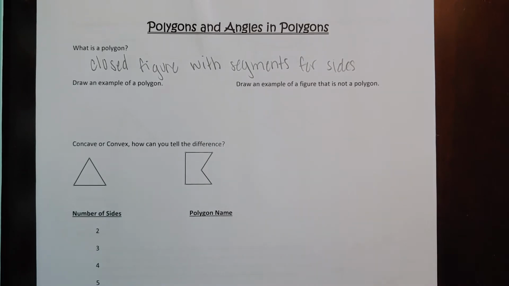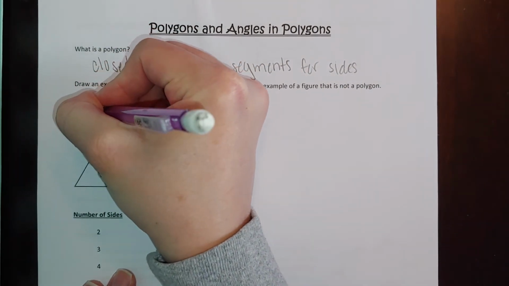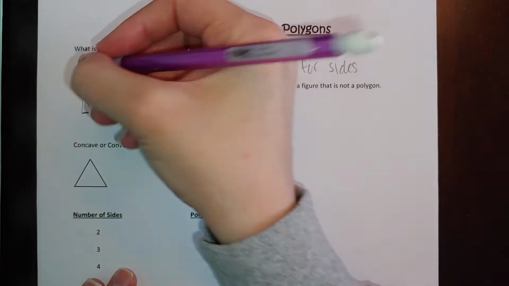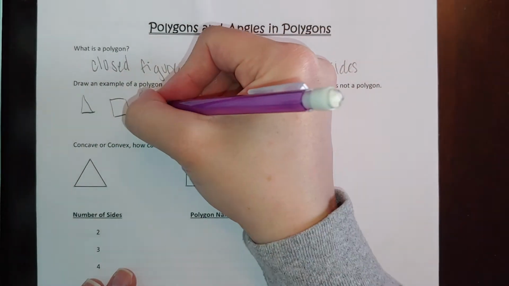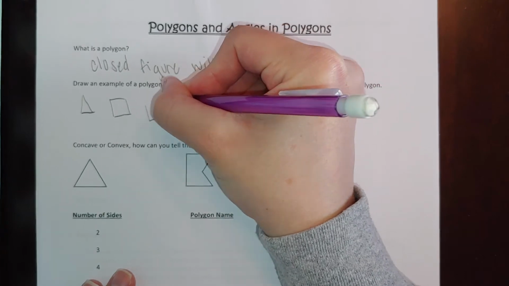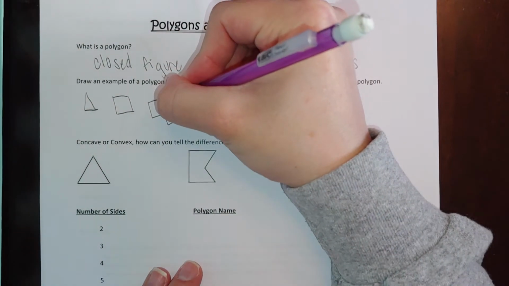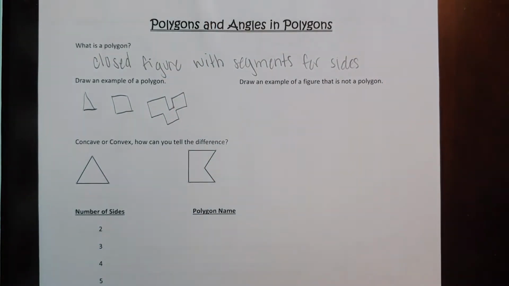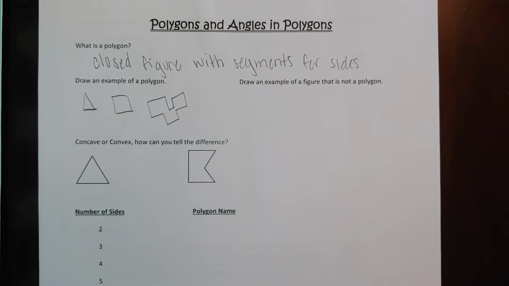So let's look at a few examples of things that are polygons and things that are not polygons. An example of a polygon would be a triangle, a square, or a rectangle. A polygon can also be an irregular figure. This is straight, I made it a little slanted, but that is still a polygon. All of these are closed in that there are no open sections.